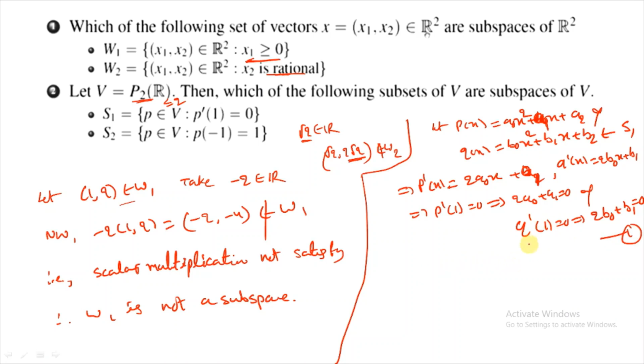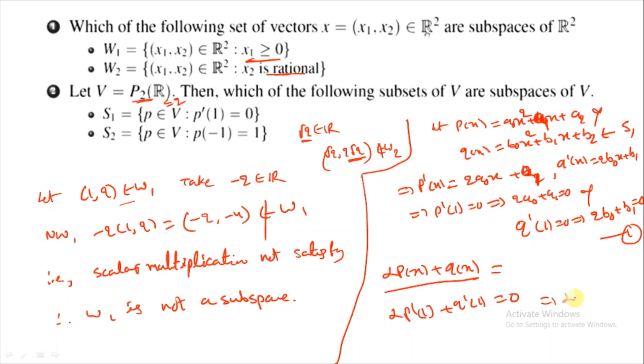Now check vector addition and scalar multiplication. Check alpha P of x plus Q of x. If you differentiate, that gives alpha P dash of 1 plus Q dash of 1. This is 0, which implies that alpha P of x plus Q of x belongs to S1. Hence S1 is a subspace. It's satisfied. You can check this condition.